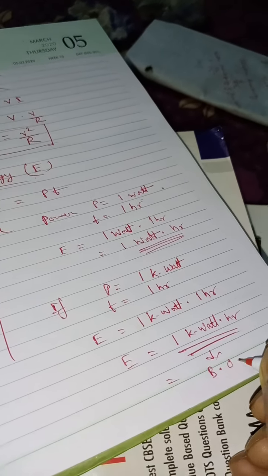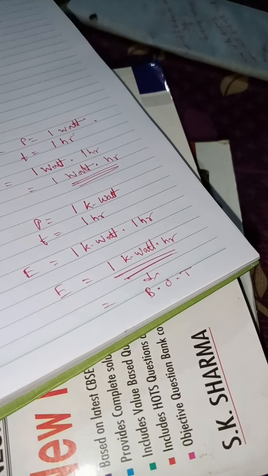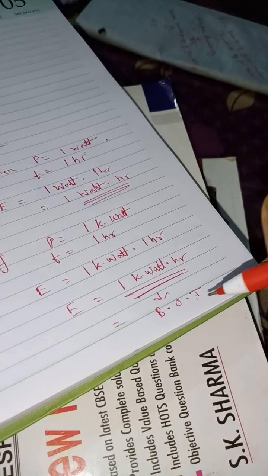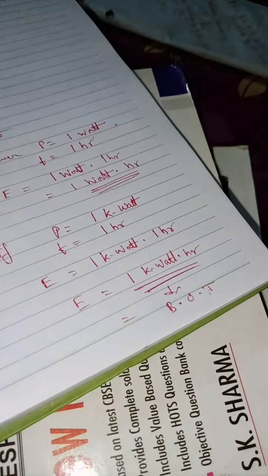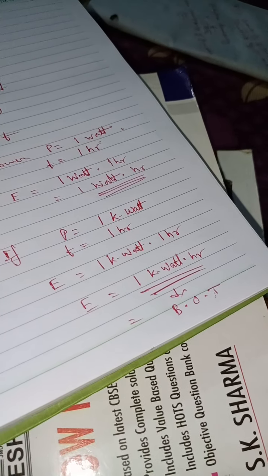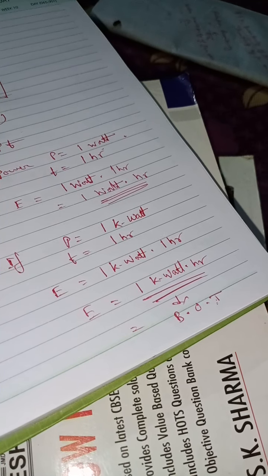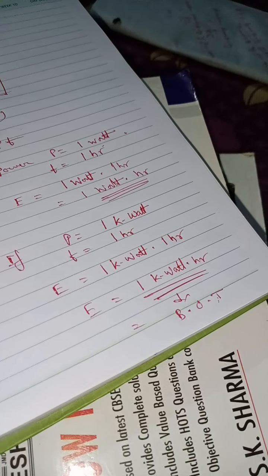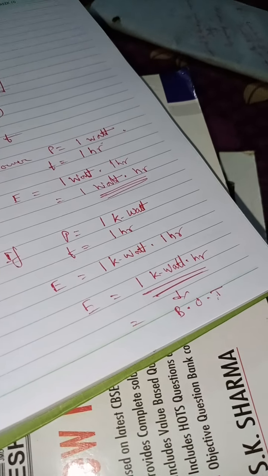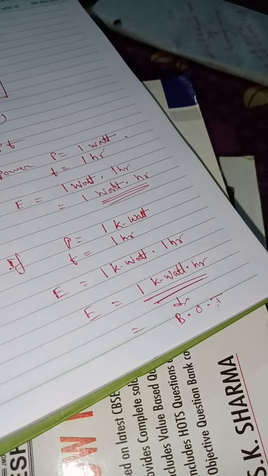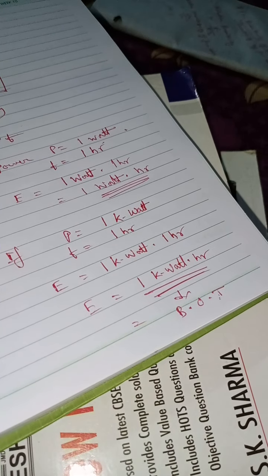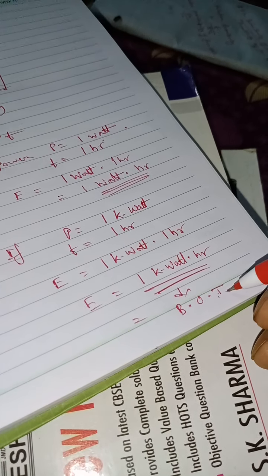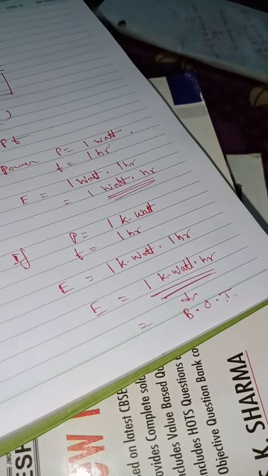This is also a unit of electrical energy, and the special name of this is BOT, Board of Trade Unit. This unit is used for commercial purposes. In your home, you have to pay the electrical bill every month. But how is the electrical energy measured? The electrical energy used for domestic purposes in your home is measured by this unit, BOT, Board of Trade Unit.